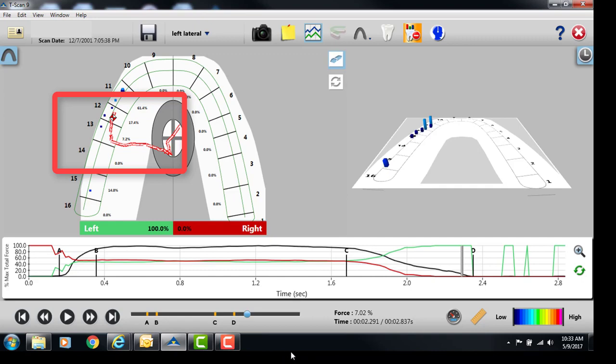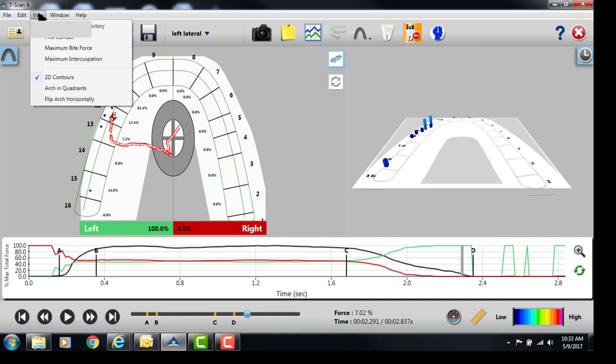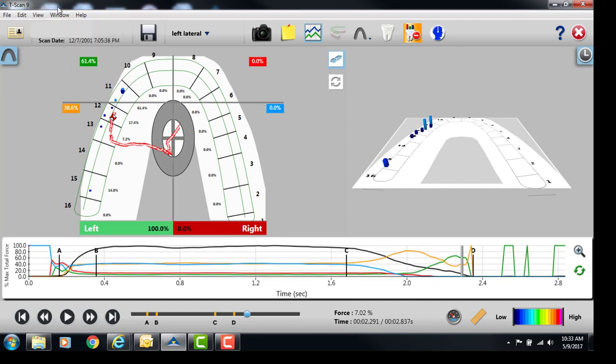So when we're trying to evaluate this in the next steps, the number one thing we want to do is make sure we can see the C and D lines clearly. And since the idea behind all this is to have immediate posterior disclusion, I recommend going to View at the top and clicking Arching Quadrants. When you go in the Arching Quadrants, the graph will display 4 quadrants, as we've talked about in the past in different videos. The yellow and blue lines represent the posterior quadrants, right and left. And the green is the anterior left, and the red is the anterior right.